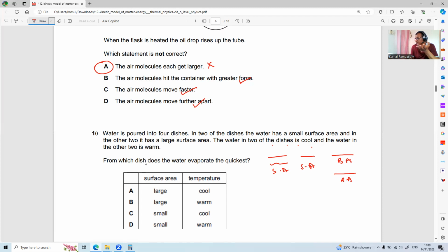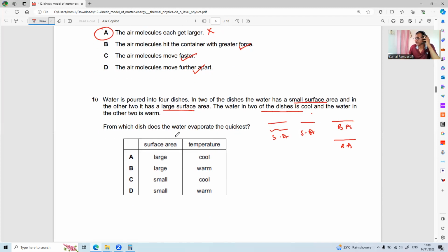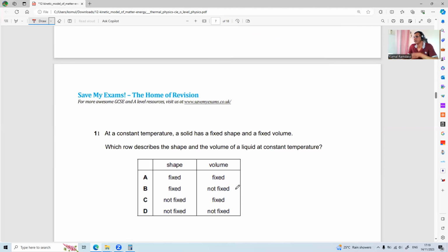Il n'est pas dit à nous si the 2 of the dishes with the small surface area ou bien large surface area sont cool. Okay. From which dish does the water evaporate the quickest? Bon. Quand the surface area is large et the temperature is warm, the water will evaporate the quickest. B, c'est la réponse.